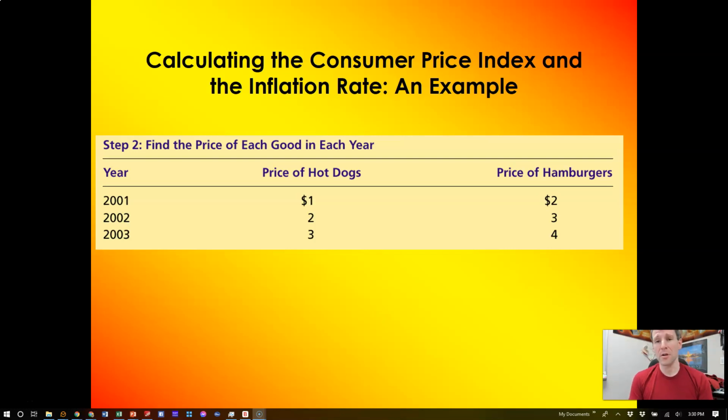We've got 3 different years here, 2001, 2002, and 2003. In 2001, hot dogs were $1 a dog, and hamburgers were $2. Then you look at the prices for 2002 and 2003. They're going up by $1 in each year. In 2002, they were $2 for a dog and $3 for a hamburger. In 2003, $3 for a hot dog and $4 for a hamburger.